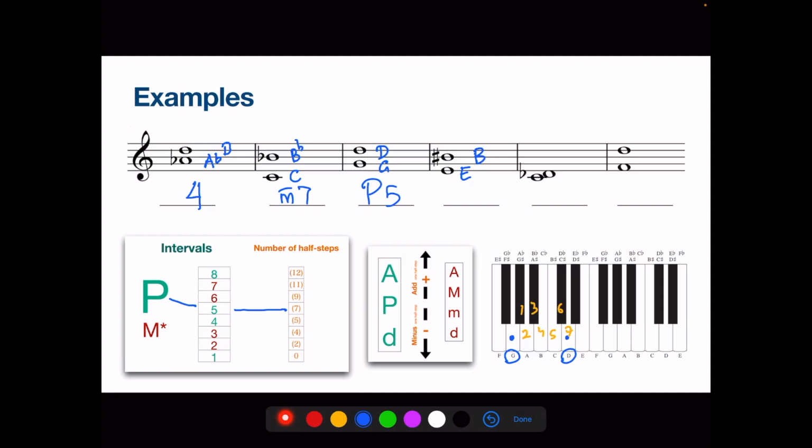Okay, but also we can go the more foolproof route, which is to count the letter names. So from E, we count up to B. So E, F, G, A, B. 5. 1, 2, 3, 4, 5. This one is also a fifth.